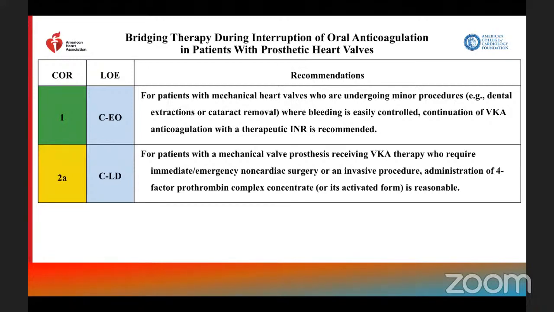But for patients with a mechanical valve prosthesis receiving vitamin K antagonist therapy who require immediate or emergency non-cardiac surgery or an invasive procedure, administration of a 4-factor prothrombin complex concentrate or its activated form is reasonable as a class 2A in case of immediate or emergency.